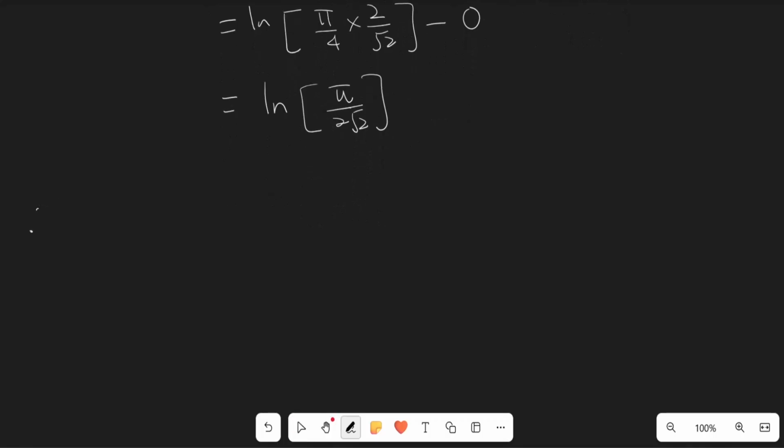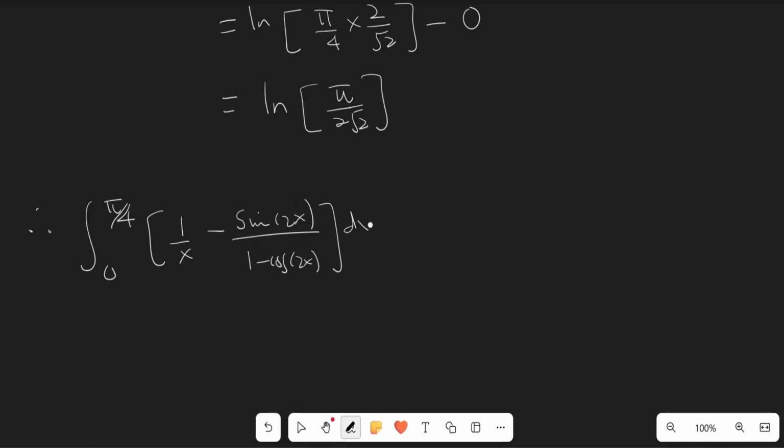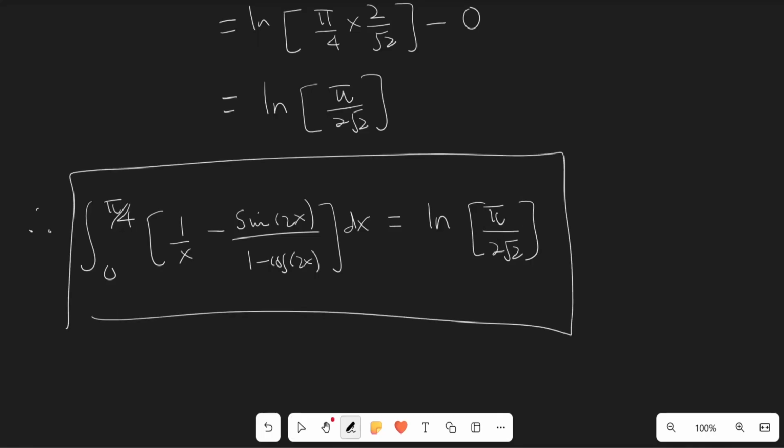So therefore our integral, which is the integral from 0 to pi over 4 of 1 all over x minus sine 2x all over 1 minus cosine 2x, all this dx, evaluates to the natural logarithm of pi all over 2 root 2. So that is the value of our integral.